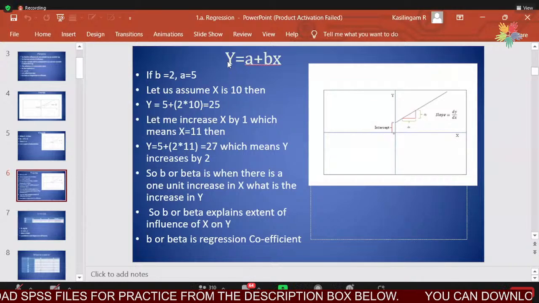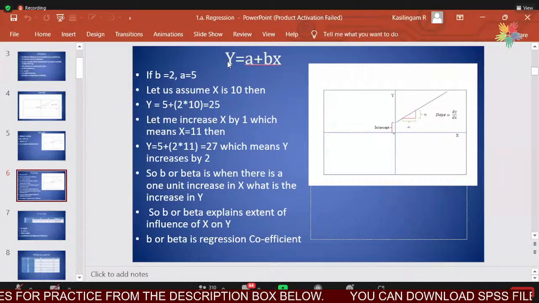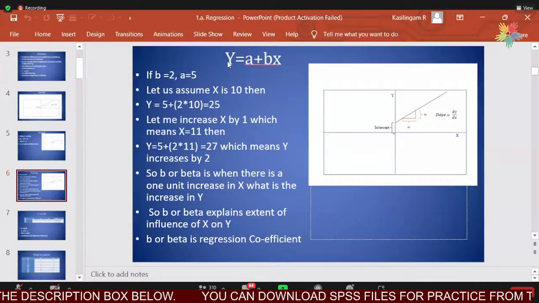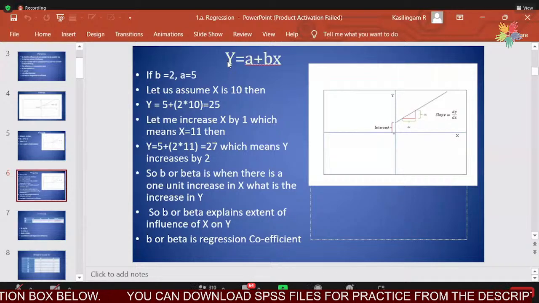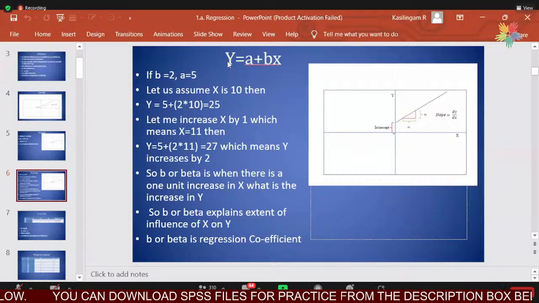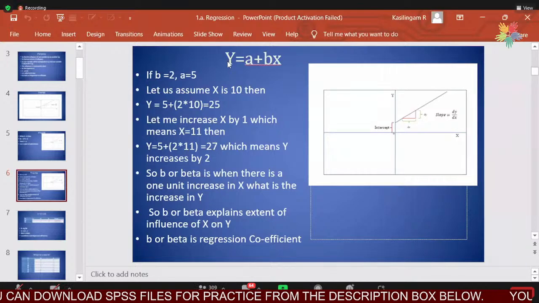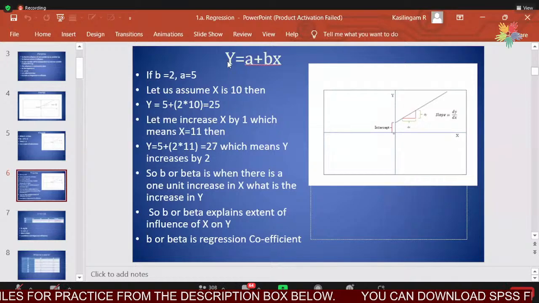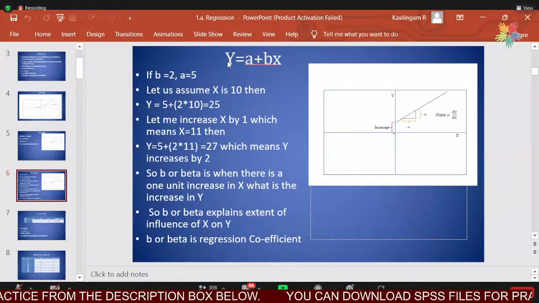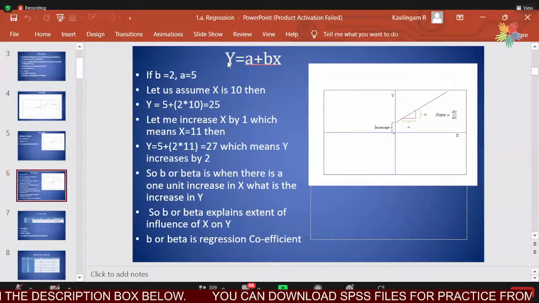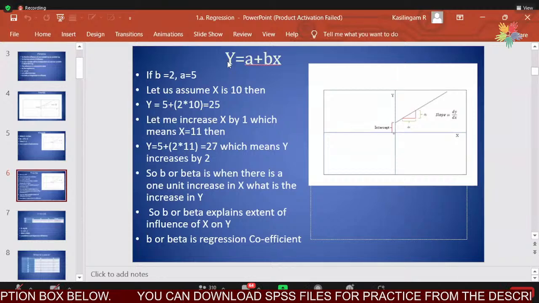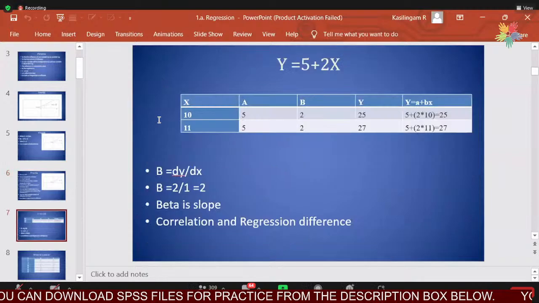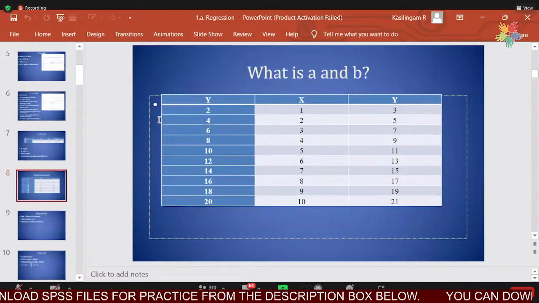So beta is more and more important. That is the important estimate to us. The main purpose of regression is to find out not only whether there is an influence or not, but the extent of influence. The answer to the extent of influence we can get through beta. That is why we call beta a regression coefficient. Beta is very, very important with respect to regression. So now we can write the regression equation.